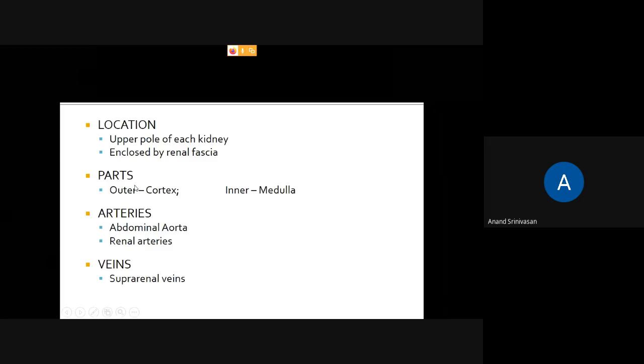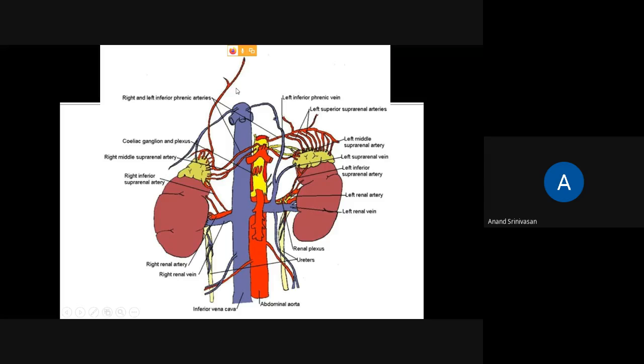It has an outer part called the cortex and an inner part called the medulla. The arteries supplying and the venous drainage are the suprarenal arteries and veins. The suprarenal arteries arise from the abdominal aorta as well as from the renal arteries. For the venous drainage, there is a right and left suprarenal vein. The right suprarenal vein drains into the inferior vena cava, whereas the left suprarenal vein drains into the left renal vein. Here you can see the picture of the adrenal gland.